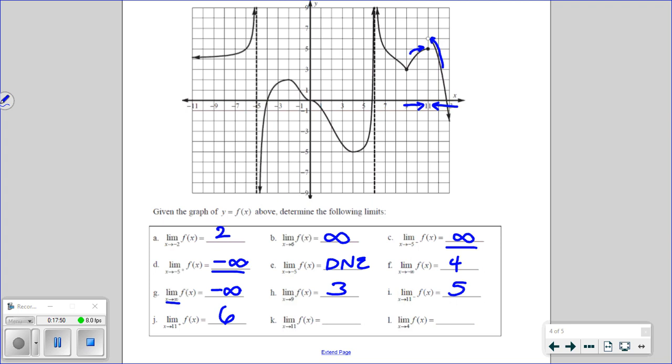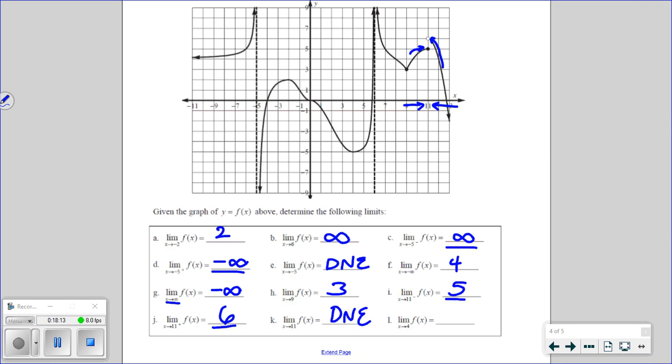Our next example is a two-sided limit. The limit as x approaches 11 from both directions. Now notice, we just evaluated the one-sided limits and we got 5 and 6. So that means the two-sided limit does not exist because the left-hand limit does not equal the right-hand limit.